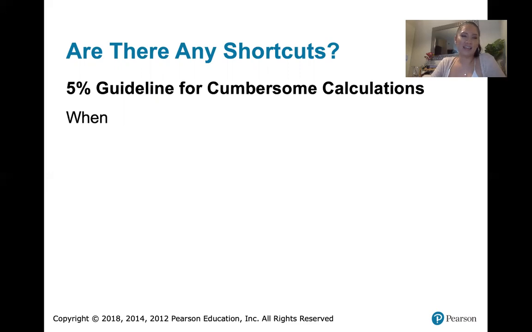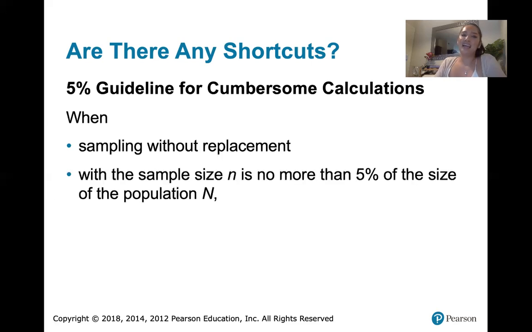We are going to say that when we're sampling without replacement, so you take some elements out, and then you're not putting them back in, and then you're just taking another one, and then you're taking another one, and you're not putting them back in. So you're doing that. That's sampling without replacement. And when the sample size n is no more than, that's less than or equal to, 5% of the size of the population that this data is supposed to represent.